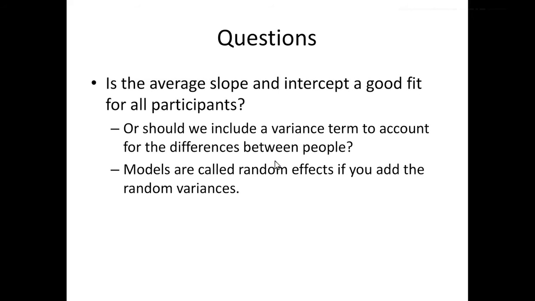So some more questions. Is the average slope and the average intercept a good fit for all participants? Or should we include the variance to account for differences between people? When you include the variance for a slope and an intercept as part of your model, it's called random effects, when you add those random variances. So what's happening is you're allowing the intercept to vary across participants.